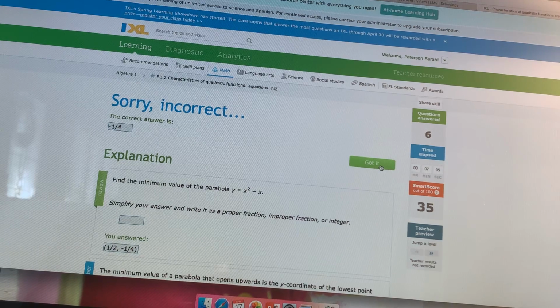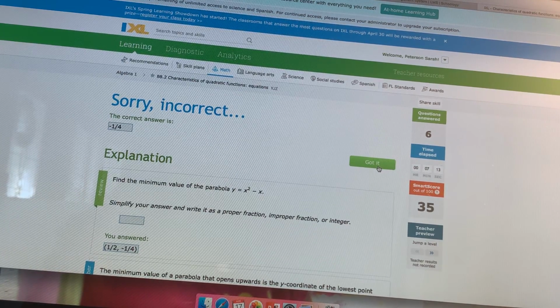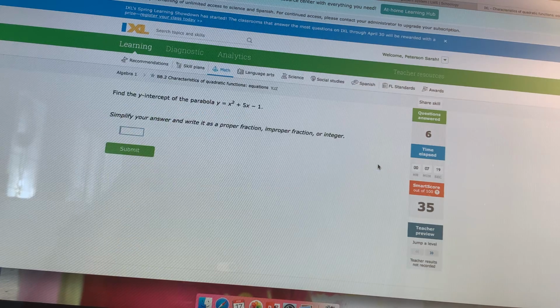I was being too specific on telling you the exact coordinate, but they only wanted to know how tall it was, and the height is the y value. So that's good to know. So whenever they're asking for the maximum or minimum, they only want the y value.